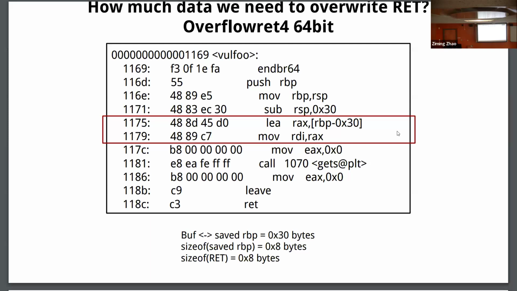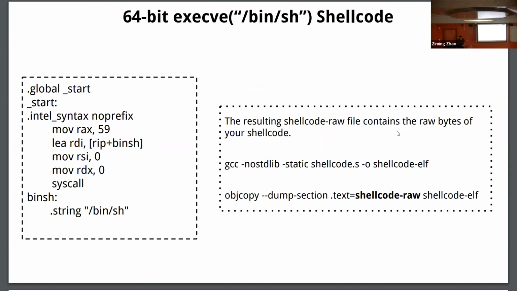Yes, exactly 56, right? Because in this case, the saved RBP is 8 bytes. And our shellcode can also look a little bit simpler in 64-bit because there is a system call command, and in 64-bit you can directly reference a string with the RIP. So the shellcode can actually be this short.